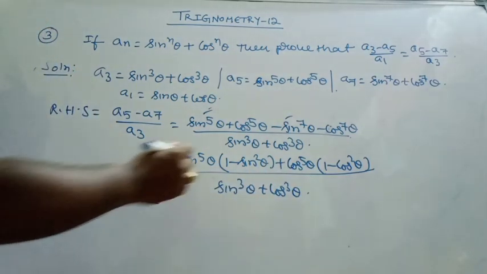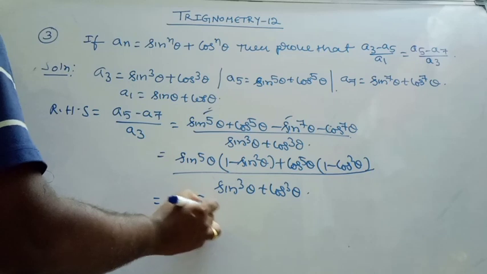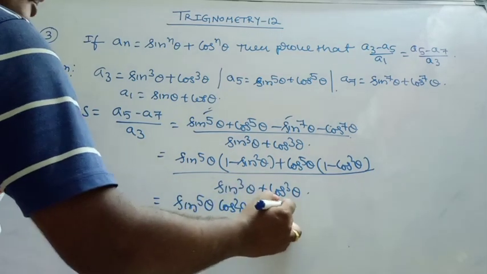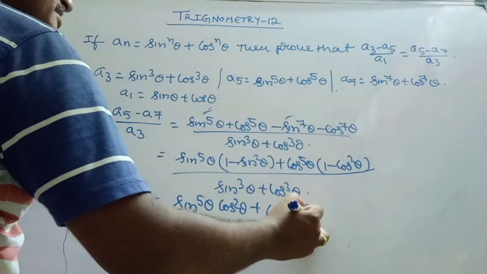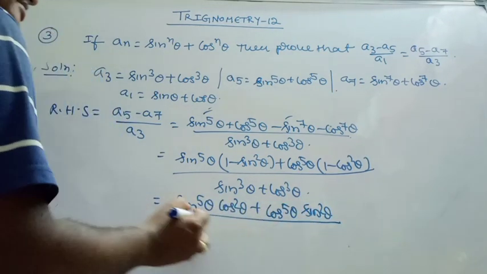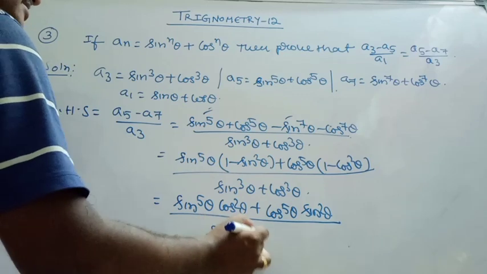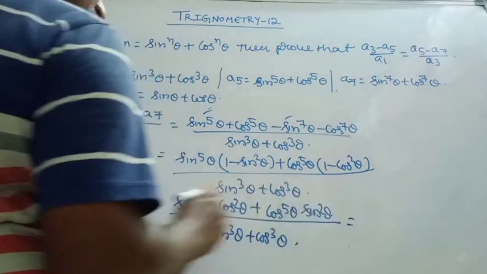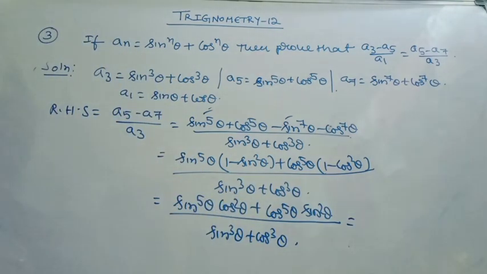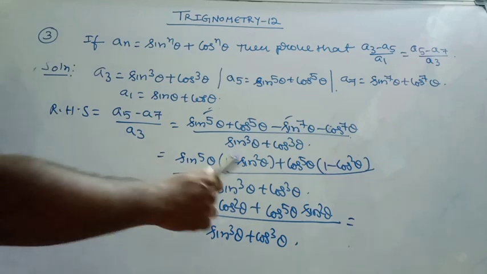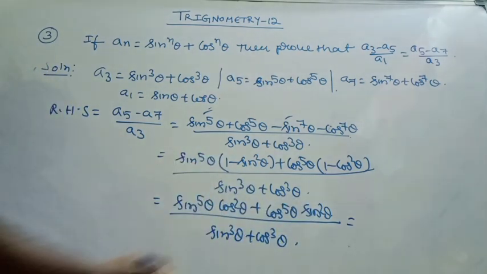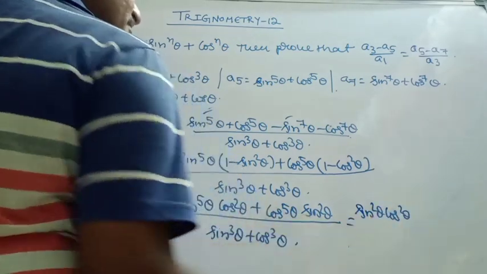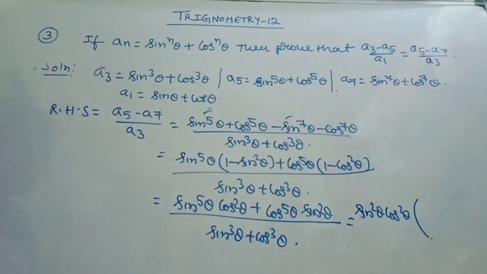From this, sin power 5 theta into 1 minus sin square theta is cos square theta, plus cos power 5 theta into 1 minus cos square theta is sin square theta, whole thing divided by sin cube theta plus cos cube theta. Wonderful. Now from this, my dear students, from sin power 5 theta cos square theta and cos power 5 theta sin square theta, we can take common what is common, which means sin square theta cos square theta is common. Once you take that as common there.